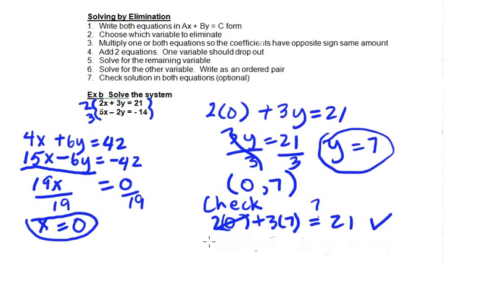For our second equation, we're going to plug in. So we've got 5x, so that gives us 5 times 0 minus 2y, so that's minus 2 times our y value of 7 is equal to negative 14. And again, we don't know whether that's correct, so we're going to check it. We see 5 times 0 is still 0, but negative 14 is equal to negative 14, so this also checks and gives us a good solution.